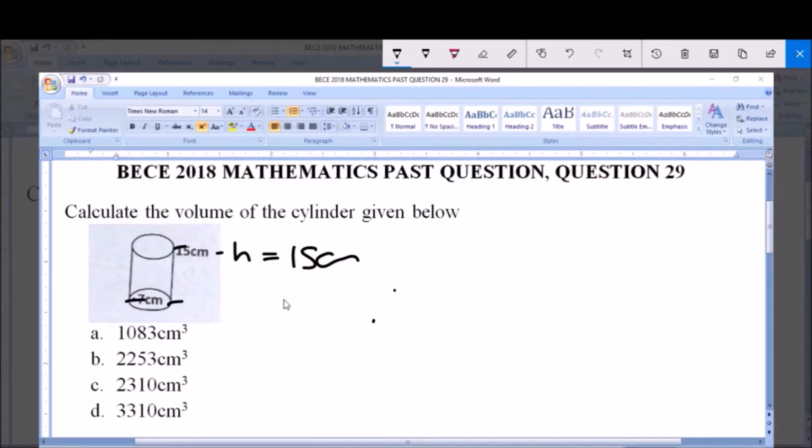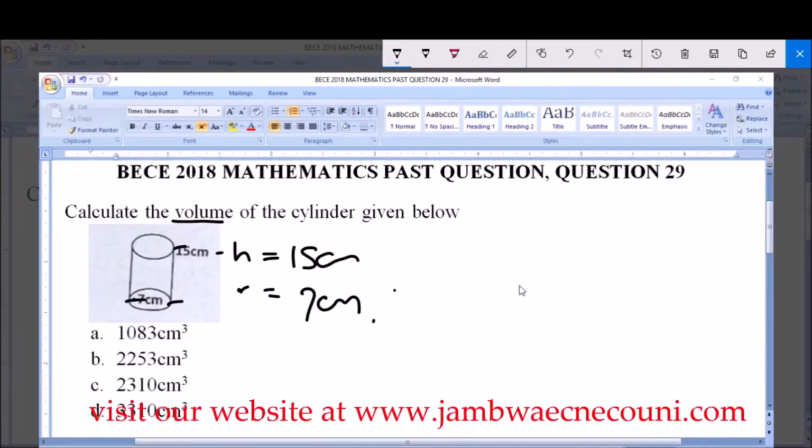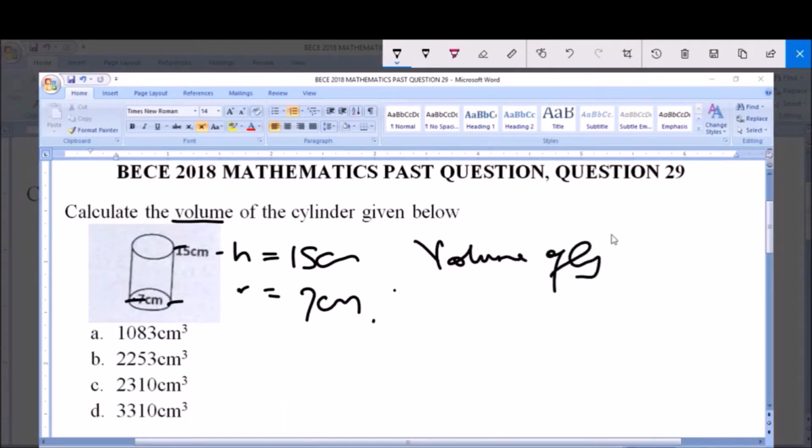The radius, which is what? R is equal to 7 centimeter. But we are asked to find the volume of this cylinder. Now, the formula for calculating the volume of a cylinder is equal to pi r square h.